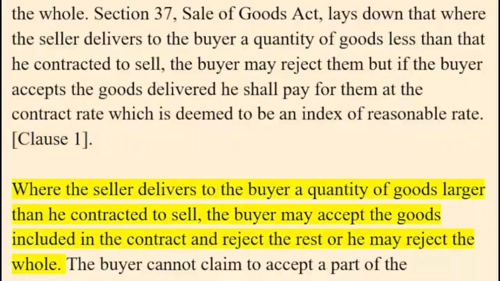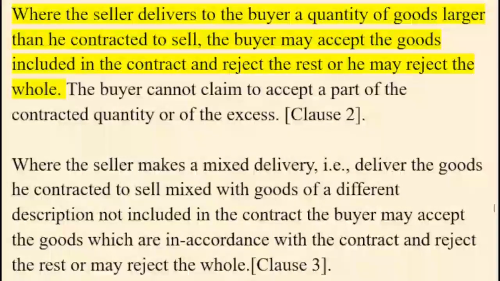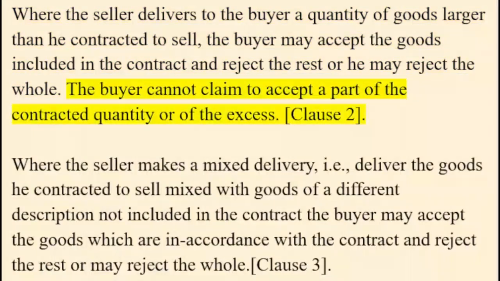Clause 1. Where the seller delivers to the buyer a quantity of goods larger than he contracted to sell, the buyer may accept the goods included in the contract and reject the rest, or he may reject the whole. The buyer cannot claim to accept a part of the contracted quantity or of the excess.